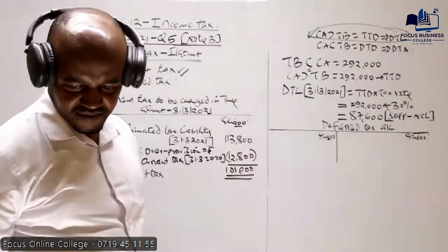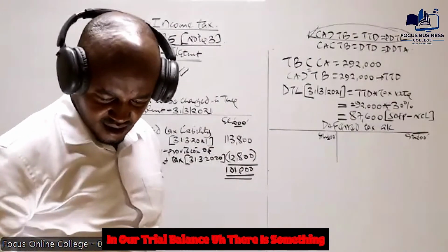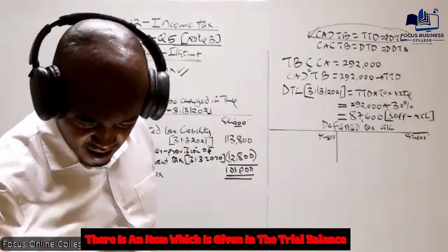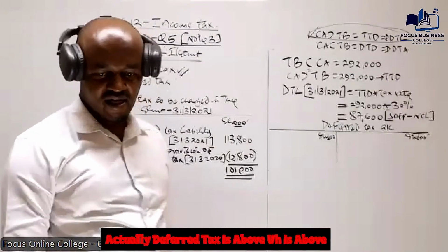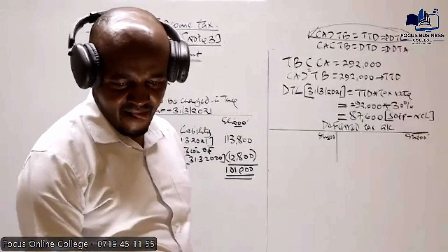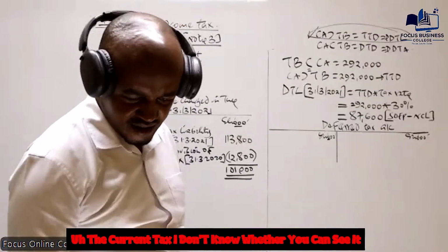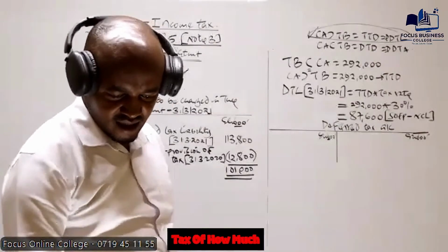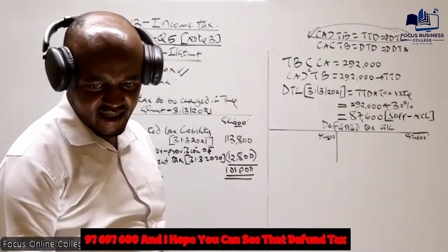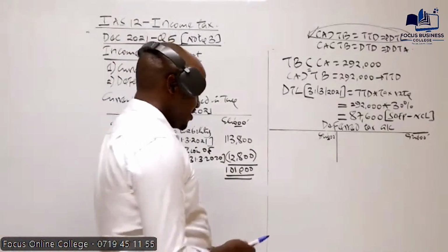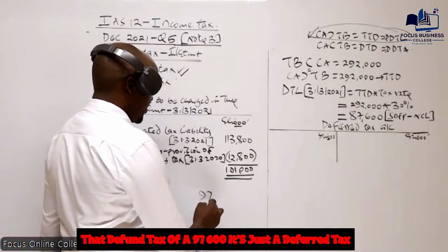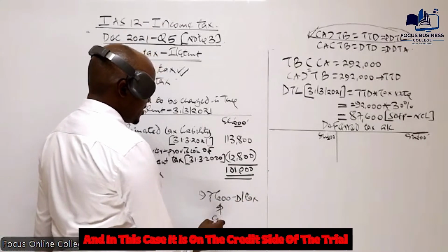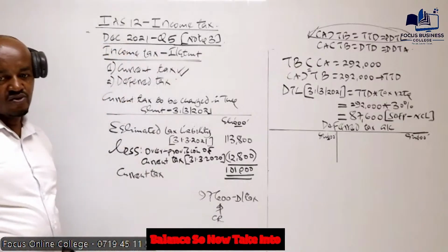In the trial balance, there is an item called the deferred tax. Actually, deferred tax is above the current tax. So we have a deferred tax of how much? 97,600. You can see that deferred tax of 97,600, and in this case, it is on the credit side of the trial balance.